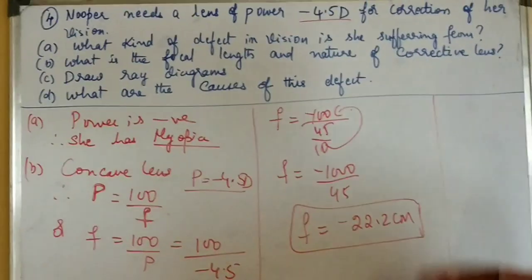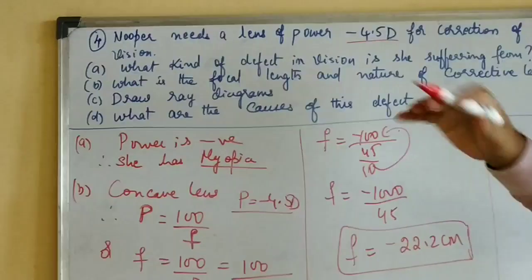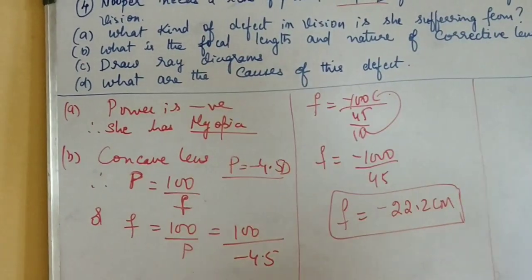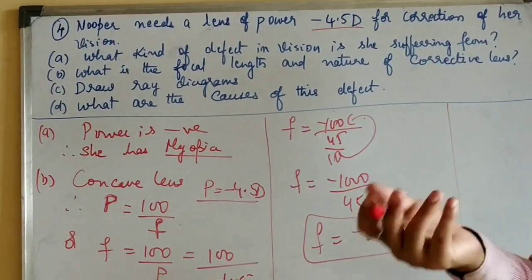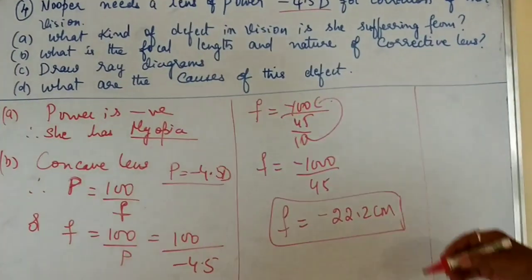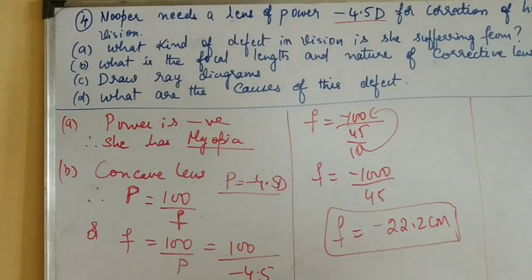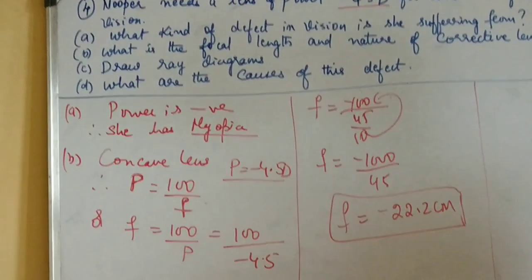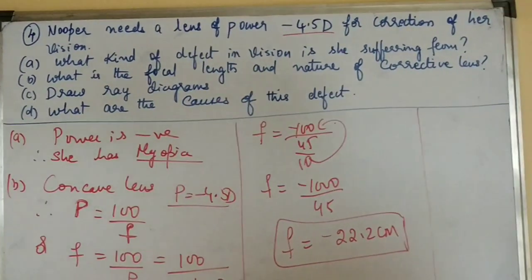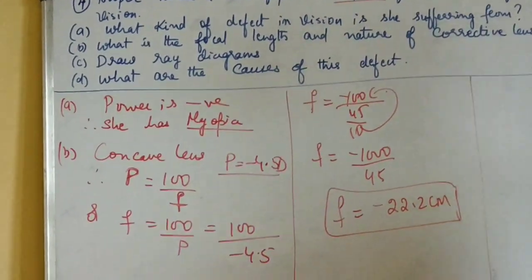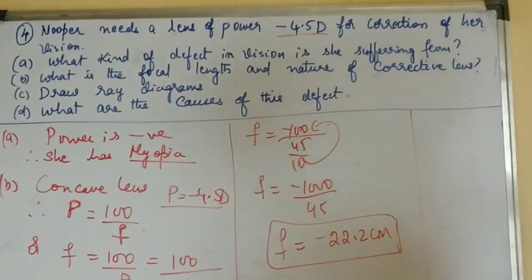Now you got the focal length to be negative. Why? Because power is negative, the corrective lens is a concave lens. Now you can draw the ray diagrams. You know how to draw the ray diagrams of myopia, those 3 ray diagrams you have to draw. What are the causes for this defect? What are the possible causes for myopia? One is an increase in the curvature of the eyeball, so that curvature increases, then a decrease in the focal length. So the increase in the curvature of the eye or the retina and the decrease in the focal length are the causes for this defect.